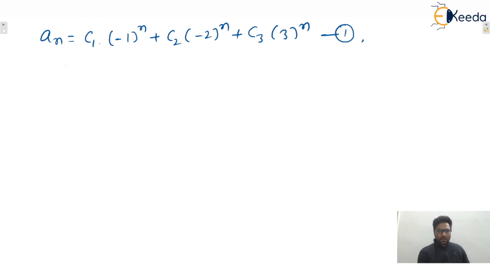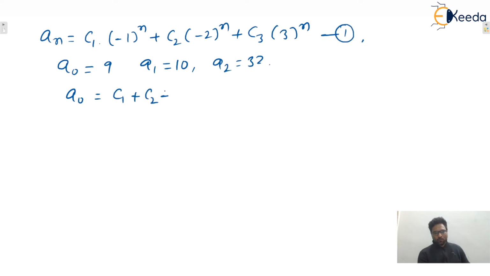Now three conditions are given to you. Initial conditions: a0 equals 9, a1 equals 10, and a2 equals 32. These are the initial conditions given in the question. So apply these three. So a0 becomes what? Put n equals 0: C1 plus C2 plus C3 equals 9. Let's say that is equation number 2.